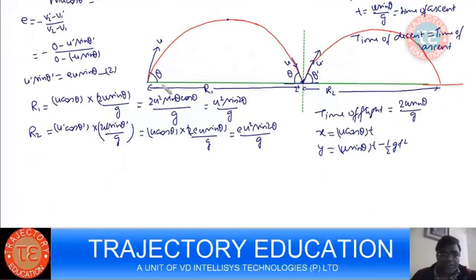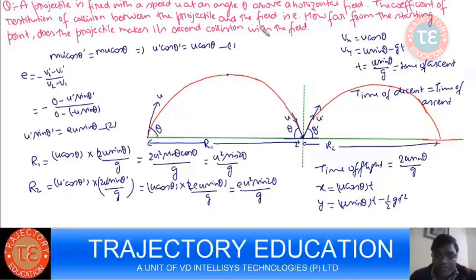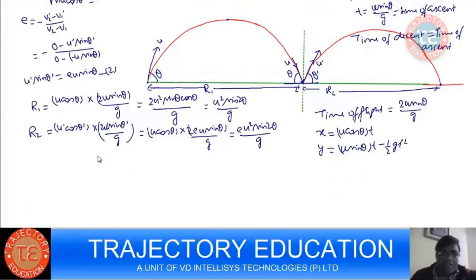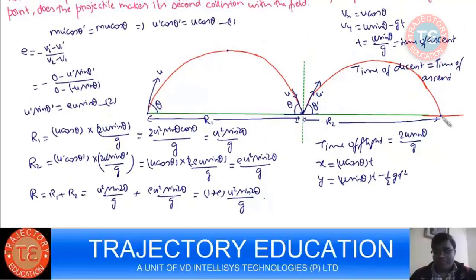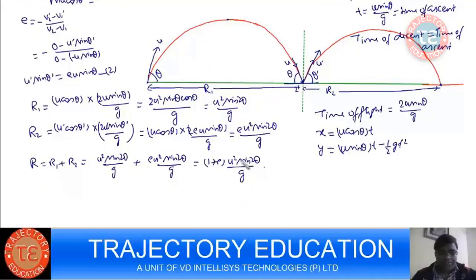So if I want the distance, see here, the question is how far from the starting point does the projectile make a second collision with the field. Here is the second collision the projectile makes with the field. So the distance from the starting point is R1 plus R2, that is u square sine 2 theta upon g plus e u square sine 2 theta upon g, and this is (1 plus e) u square sine 2 theta upon g. That is the distance of this point from the starting point, right? So this is how we solve this problem.